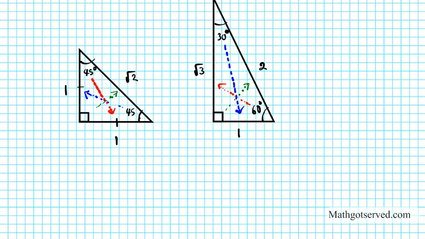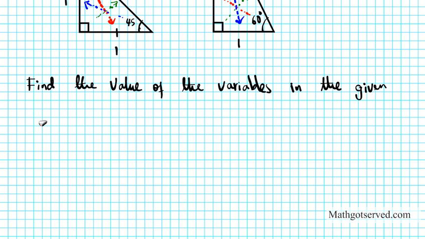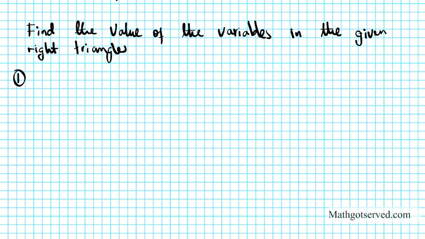So let's go ahead and write our instructions for the examples. Find the value of the variables in the given right triangles. Okay, so the first one, number one, let's say we have a right triangle of this configuration.